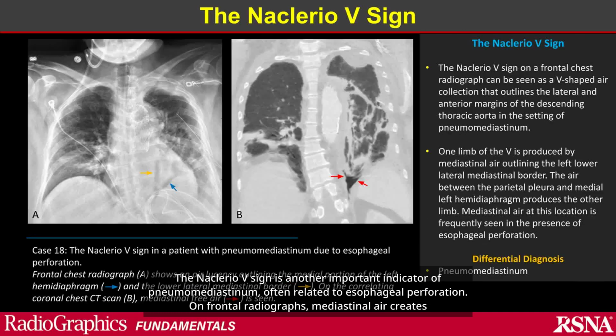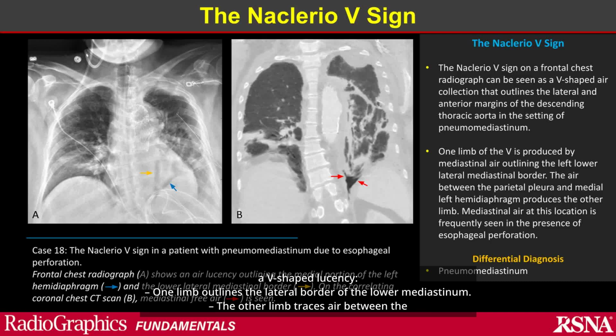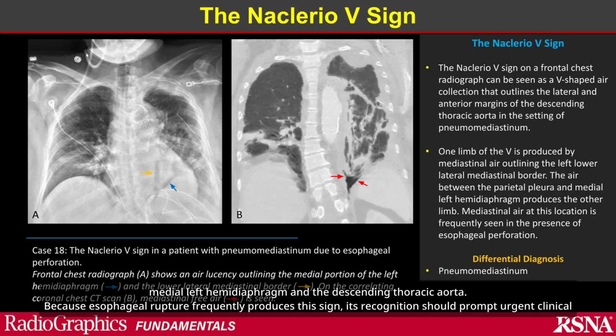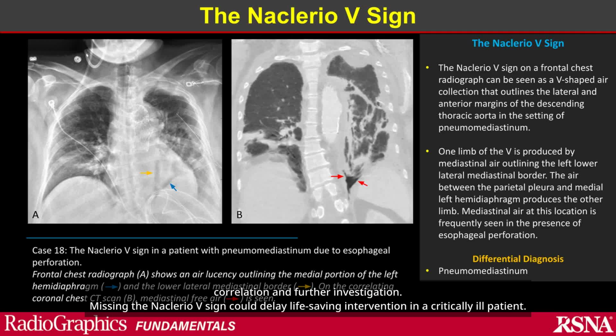The Naclerio V sign is another important indicator of pneumomediastinum, often related to esophageal perforation. On frontal radiographs, mediastinal air creates a V-shaped lucency. One limb outlines the lateral border of the lower mediastinum. The other limb traces air between the medial left hemidiaphragm and the descending thoracic aorta. Because esophageal rupture frequently produces this sign, its recognition should prompt urgent clinical correlation and further investigation.